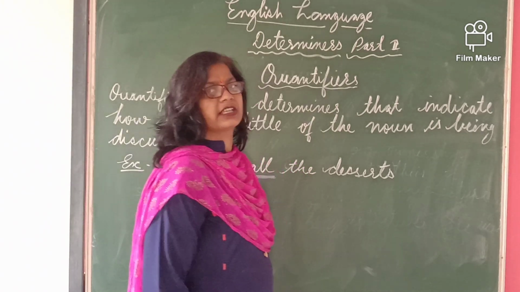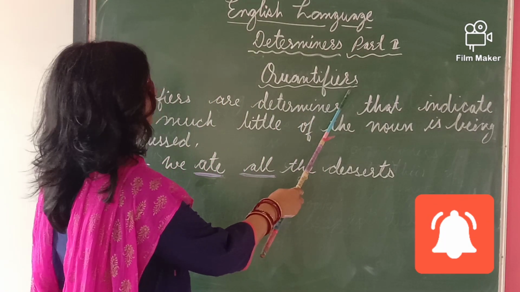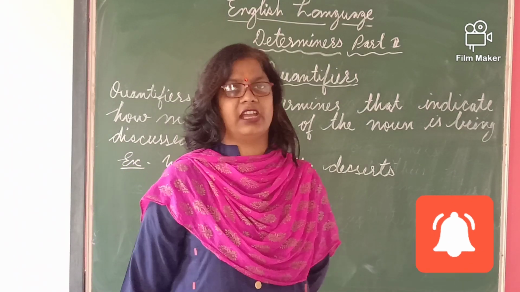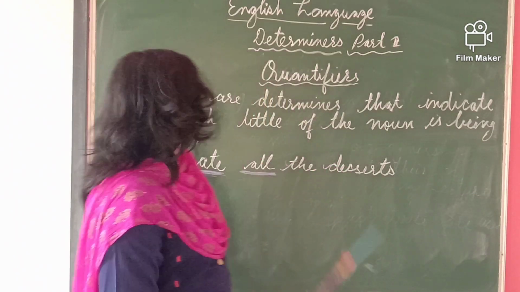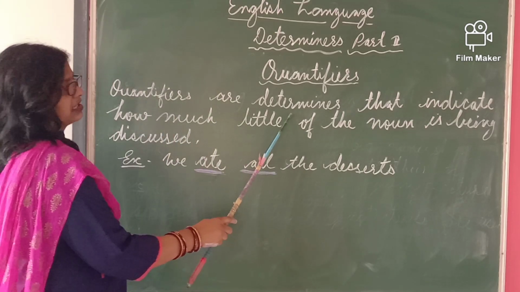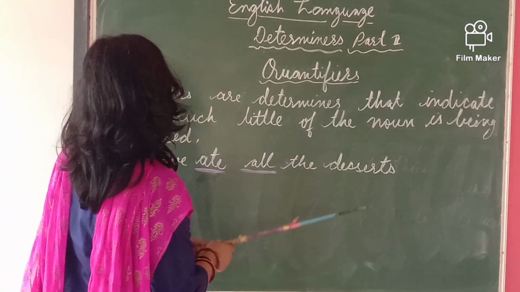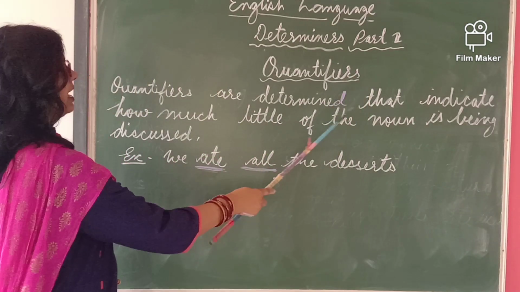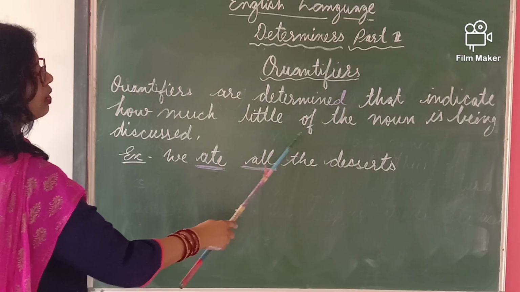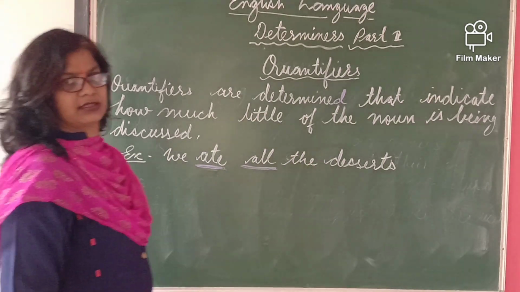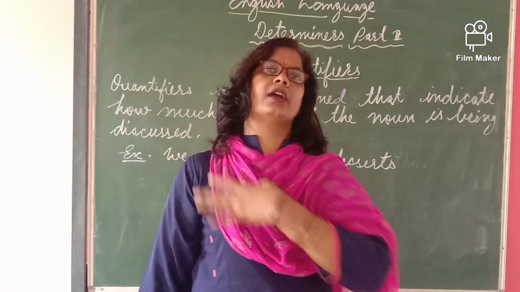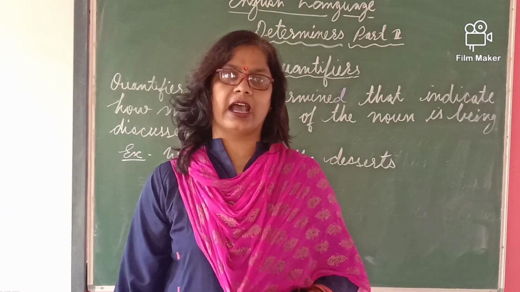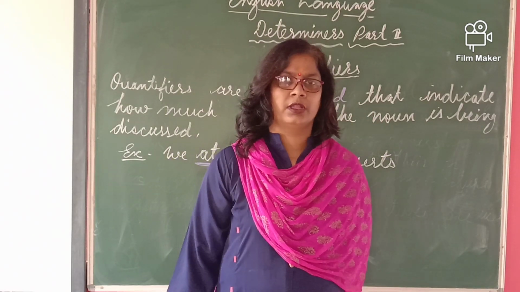So here is the fourth kind of determiners, quantifiers. As the name shows, quantifier means quantity. Quantifiers are determiners that indicate how much or how little of the noun is being discussed. It means it shows the quantity. It shows how much or how little the noun is referring to.